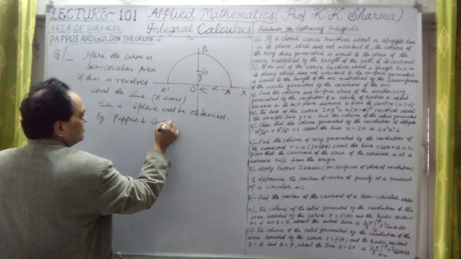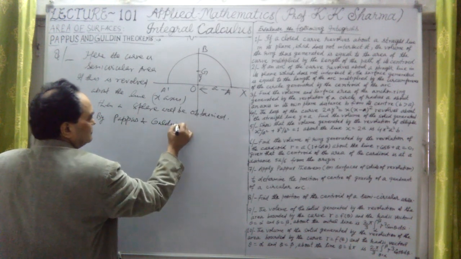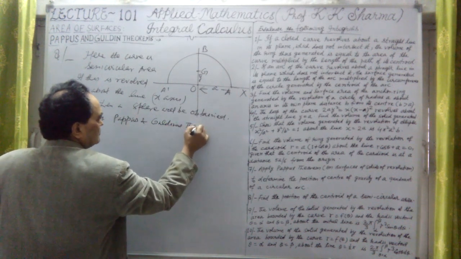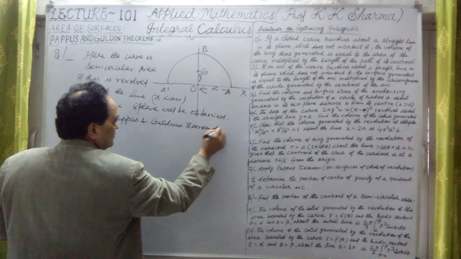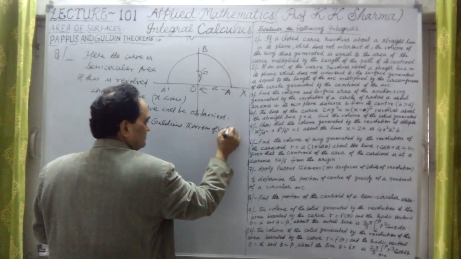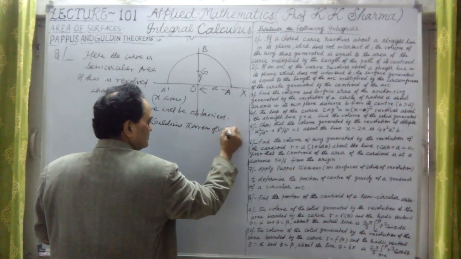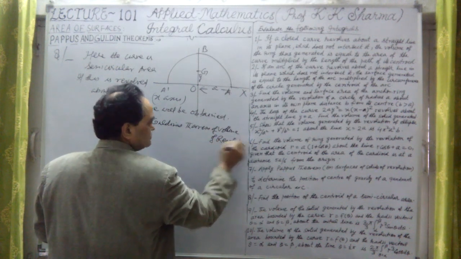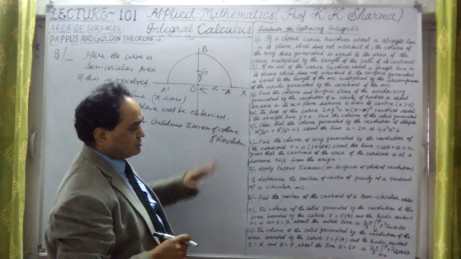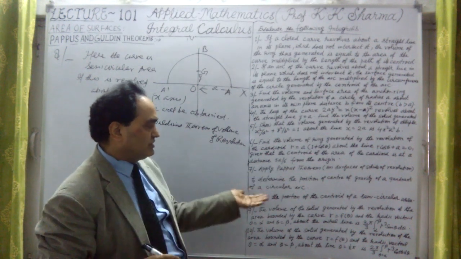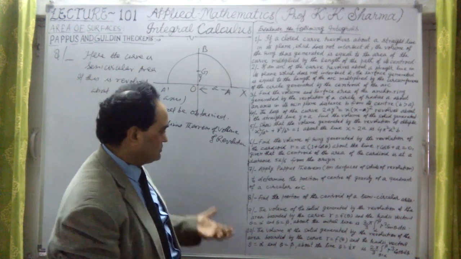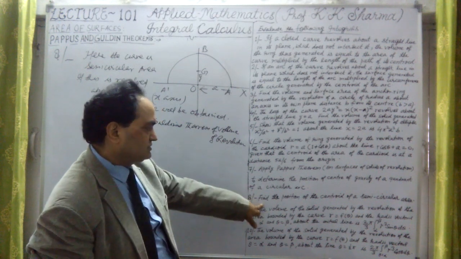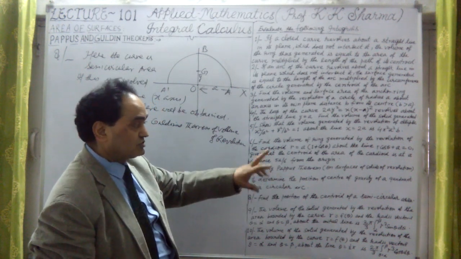By Pappus and Guldinus theorem, I'm taking the Guldinus theorem of volume of revolution. It says that when an area is revolved about an axis, not an arc length, the volume is obtained. Find the position of the centroid of the semicircle area, not arc.